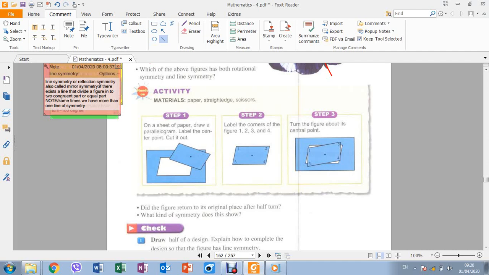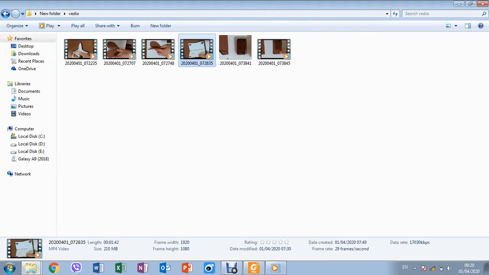The second step, label the corners of the figure. We name the corners 1, 2, 3, 4. And the third step, tell us to turn it a half turn, turning the figure about the center point. When we talk about turning the figure, it tells us whether this is rotational symmetry or not. I already did this example in a video.